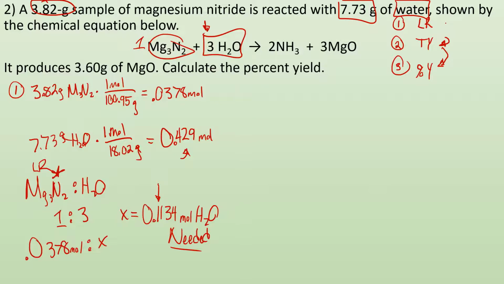So now that I got my limiting reactant, I can go figure out my theoretical yield. So if I started with 3.82 grams of magnesium nitride, and I know the gram formula mass for that is 1 mole is 100.95 grams, I got my grams canceling out. There you go. Now I'm going to multiply that by the ratio from the equation.